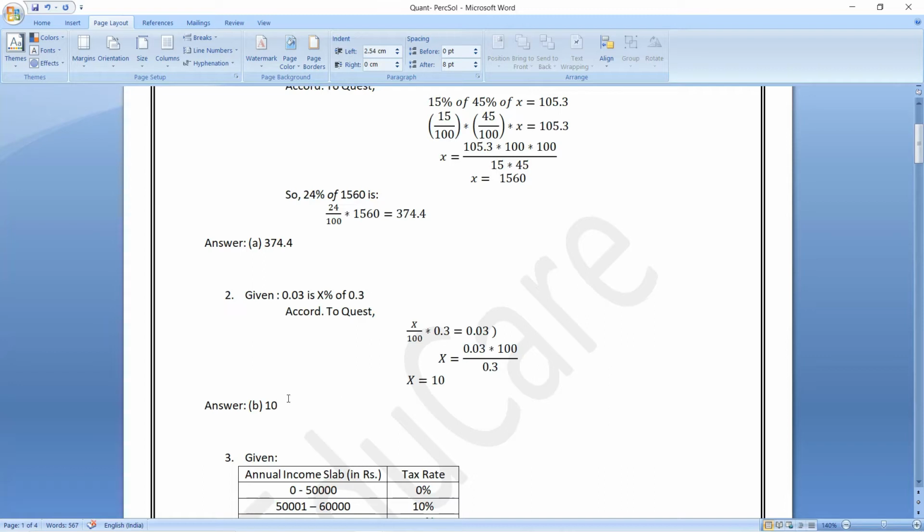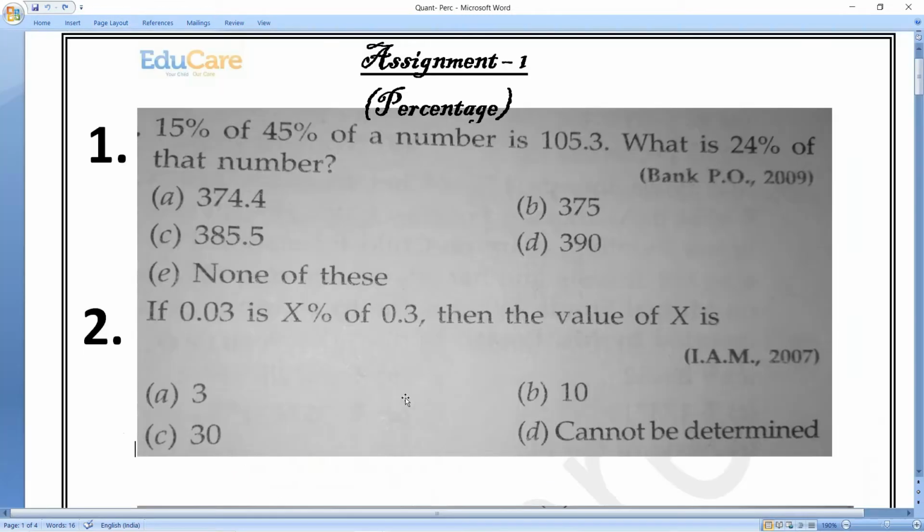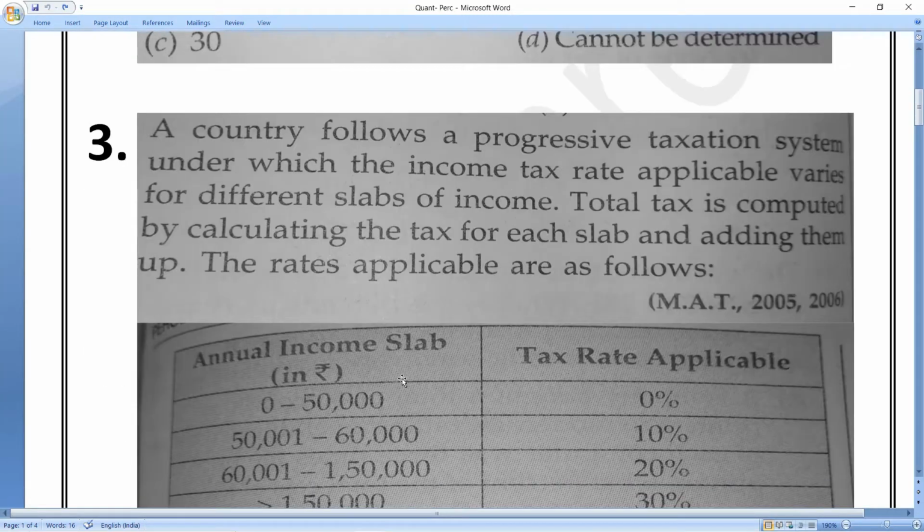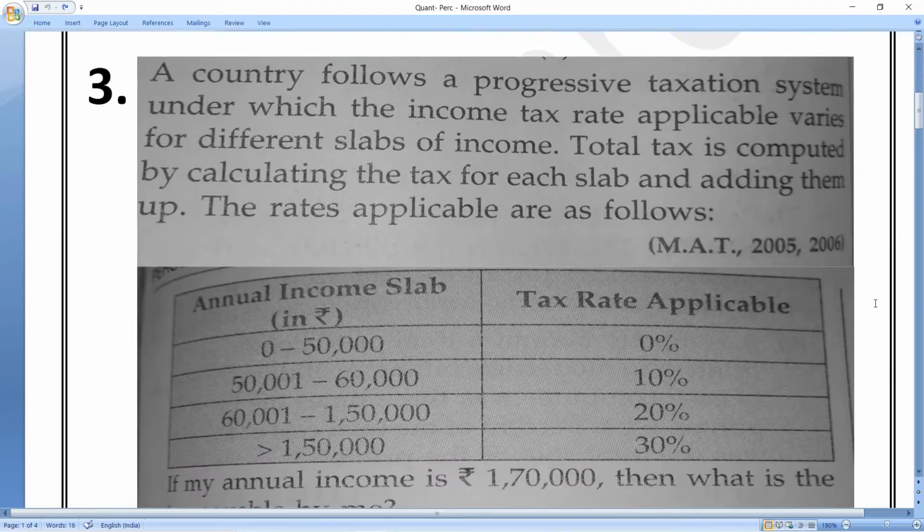Got it? Now next question. Question number 3. A country follows a progressive taxation system under which the income tax rate applicable varies for different slabs of income. Total tax is computed by calculating the tax for each slab and adding them up. The rates applicable are as follows. So the question says, for a particular country they have a taxation system. What kind of taxation system? A progressive one. That is, the tax will go on adding as your income increases.